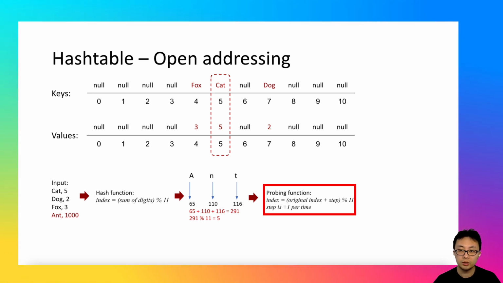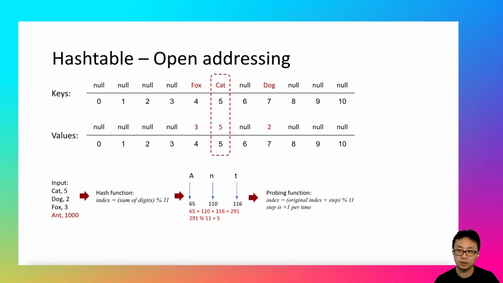So the probing function says when a collision happens, you need to recompute the index by adding a step number to the original index, and then divide it by 11, where 11 is the size of the hash table. Just in case the next index is occupied, it will add 1 to the step number and recompute the index. It will do so recursively in case the identified indexes are occupied.